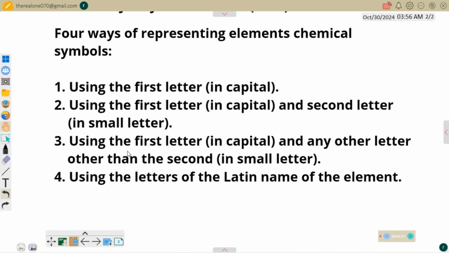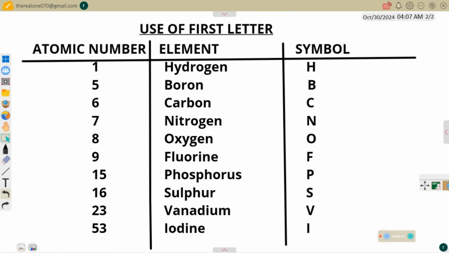So let's consider examples of elements that are represented using their first letter only. These are the examples of some common elements that have their symbols by using their first letter. The first one is hydrogen with the atomic number 1 and the chemical symbol H, which is capital H. Boron with the atomic number 5 and the chemical symbol capital B. Carbon C, nitrogen N, oxygen capital O, fluorine capital F, phosphorus capital P, sulfur capital S, vanadium capital V, iodine capital I. These are the common ones that we have.